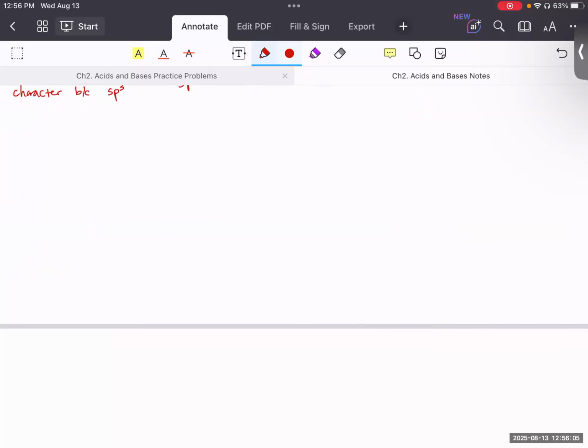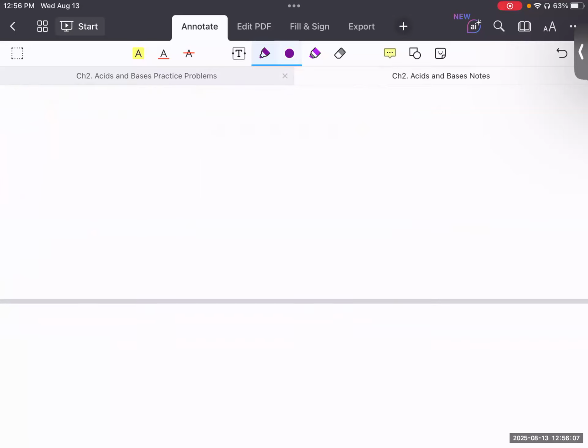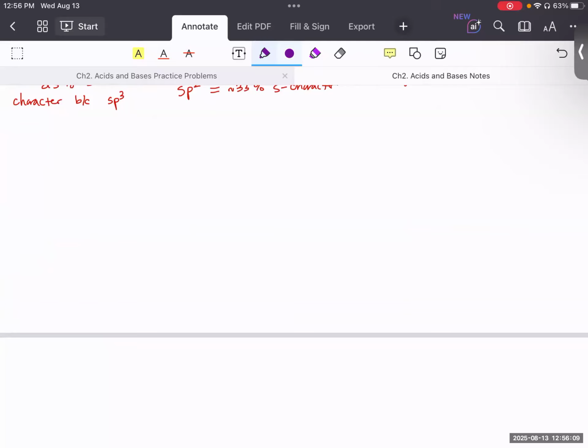All right, so let's do a few quick practice questions to compare the different acidities using these four effects. So let's rank all of these in order of increasing acidity. So I'll just draw out some compounds here.